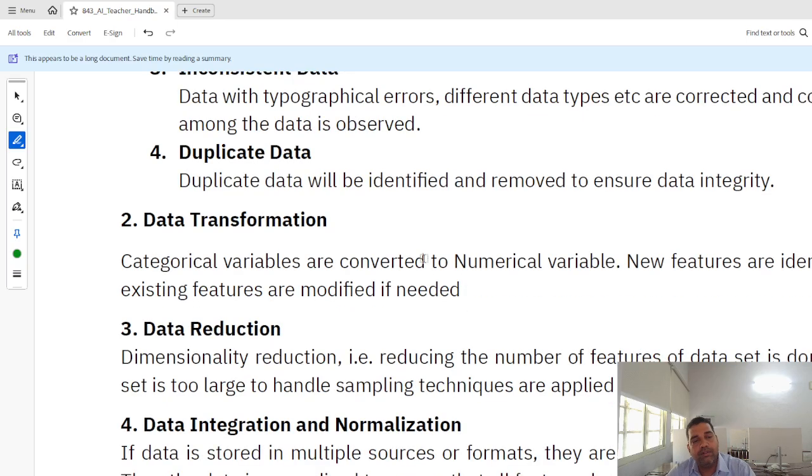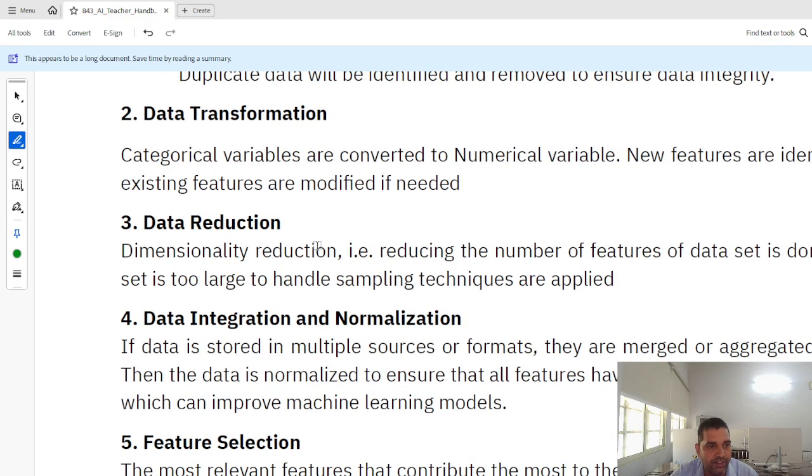The second stage in pre-processing data is data transformation. The categorical variables are converted into numerical variables. New features are identified and existing features are modified if needed. The third one is data reduction.